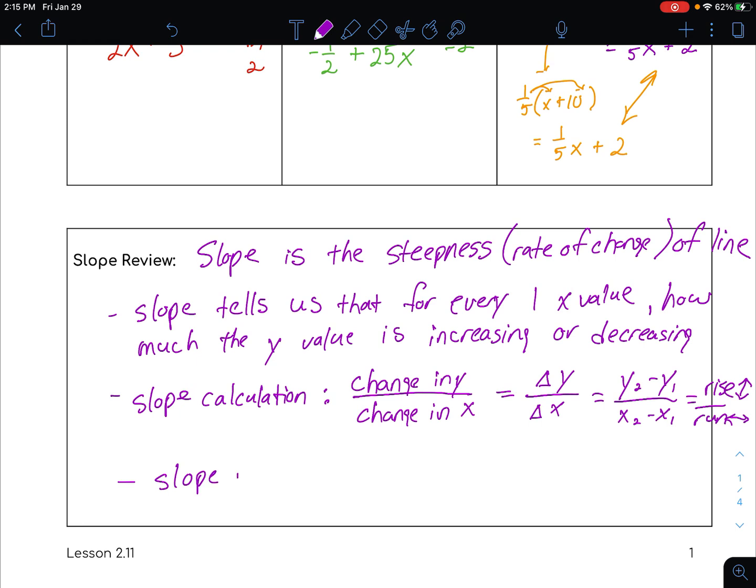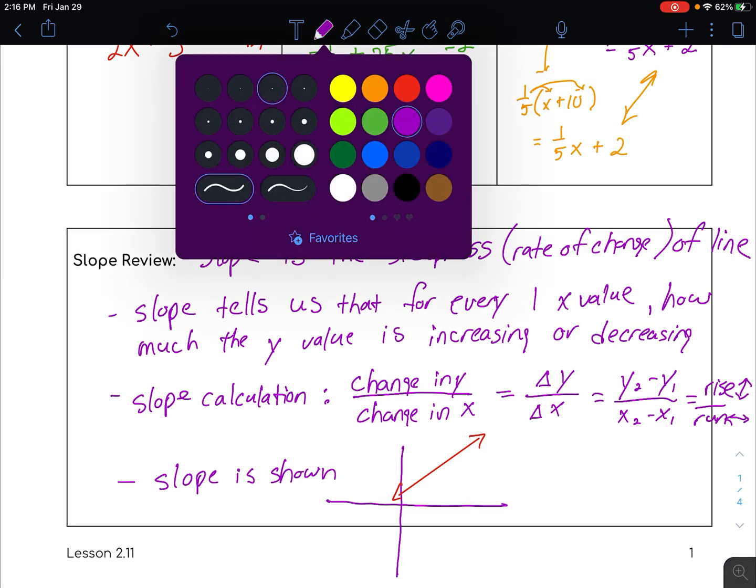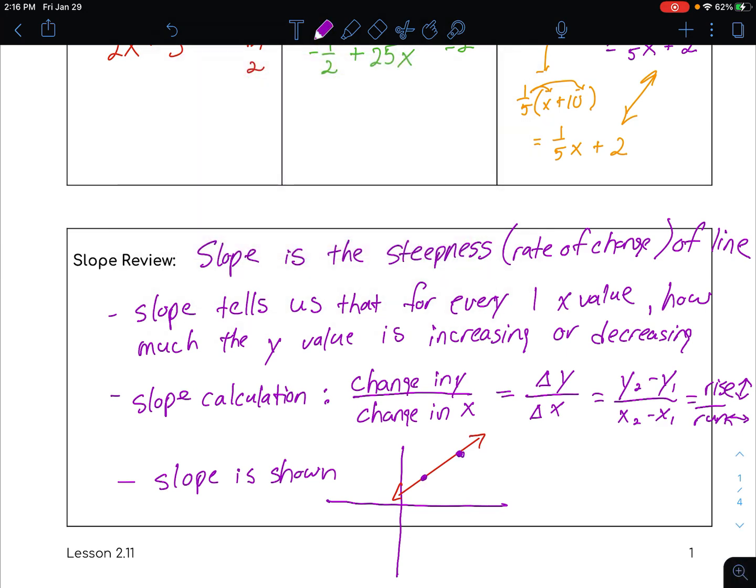So how is slope shown? Slope is shown on a graph. And maybe I'll change the color here. So if we have a line, we can think of the slope as the horizontal change versus the vertical change. So this is our run and this is our rise between the 2 points. So we're talking about rise over run, which is really a calculation of the steepness broken down into its rise and run, the vertical and horizontal components.